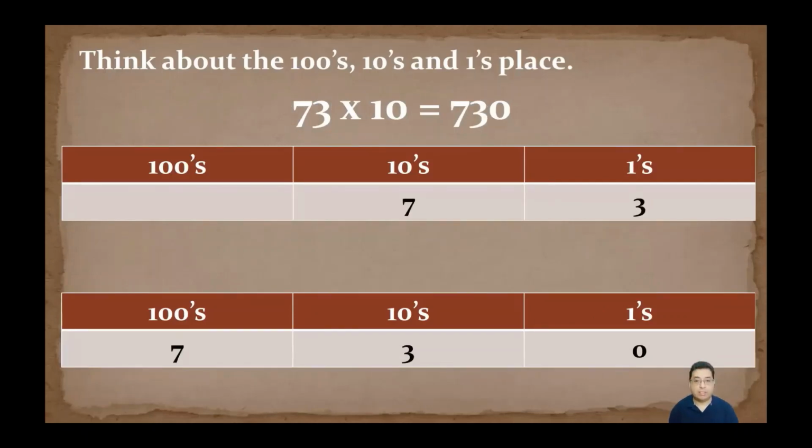Now here I've got 73 times 10, which equals 730. So I got the 7 in the tens place. When I multiply it, it's 700. So I put the 7 in the hundreds place. And I got 3 times 10 again, which gives me 30. So I put 3 in the tens place. And I have no ones, so I just put a 0 there to represent that. So my answer is 730.